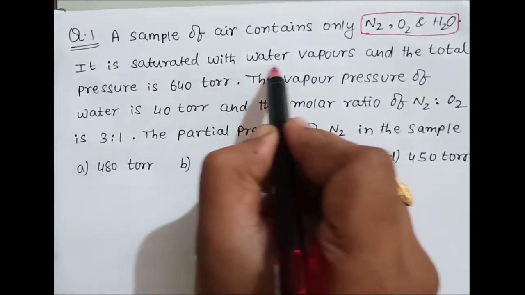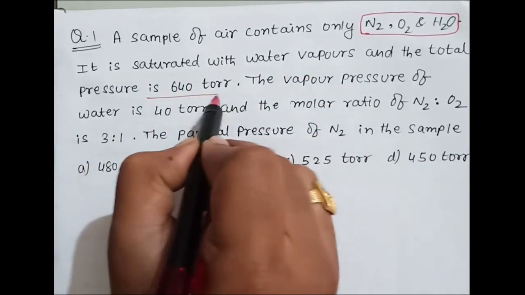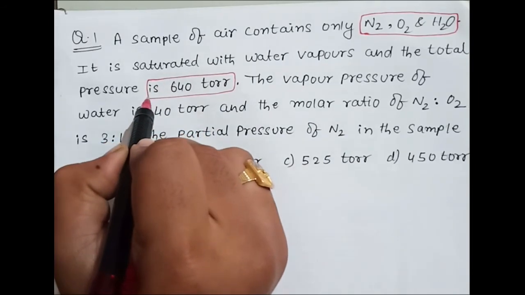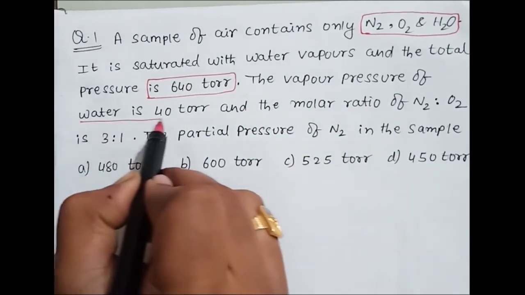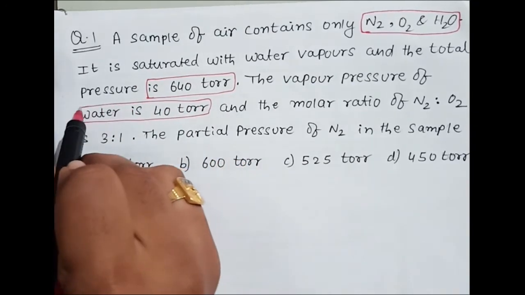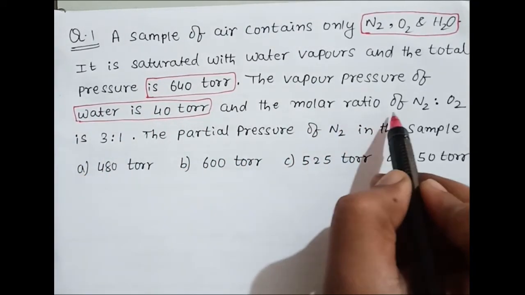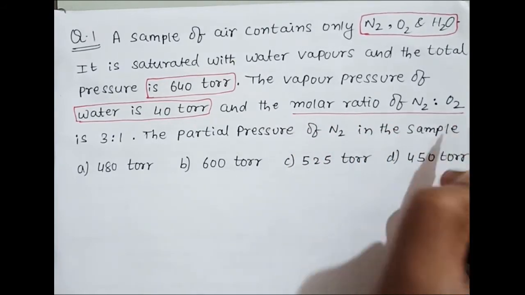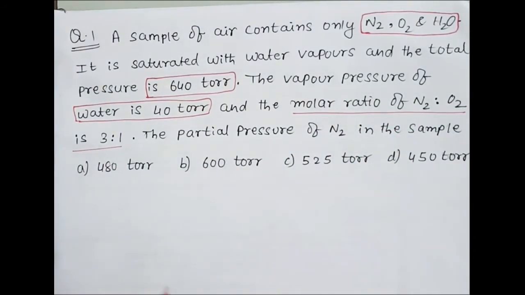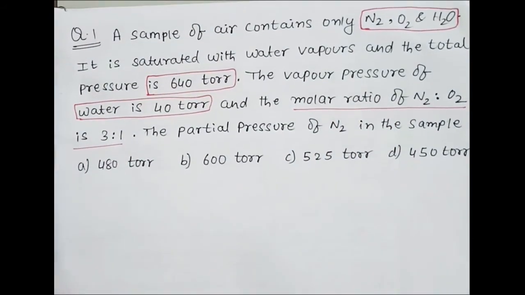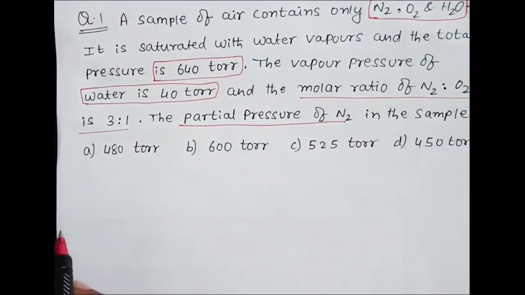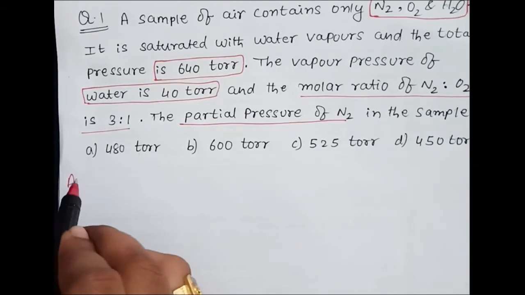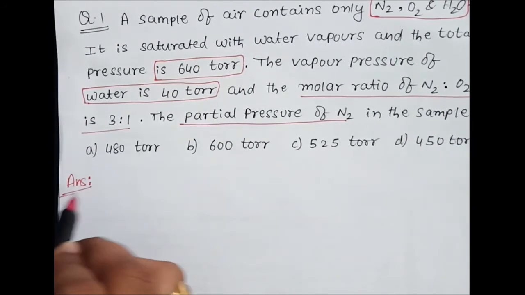It is saturated with water vapor and the total pressure is 600 torr, and the vapor pressure, the pressure due to water, is 40 torr, and the molar ratio of N2:O2 is 3:1. What we have to find is the partial pressure of N2 in the sample. Yes, let us write the given data first.